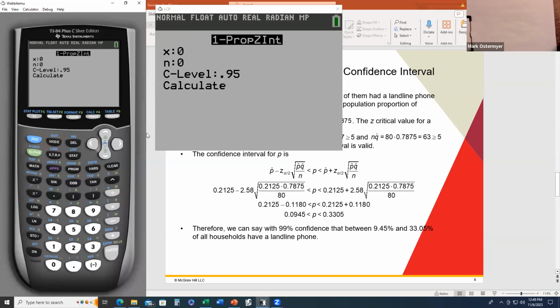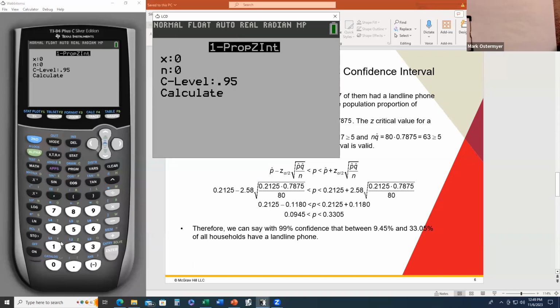All right, so let's dive into it. Notice for this problem here, x was what? How many of our households had a landline of 80 that were randomly surveyed? 17. The sample size was 80. Level of confidence is 0.99.